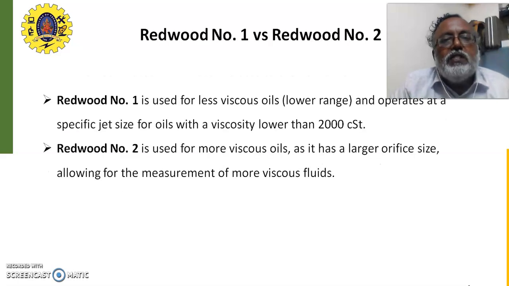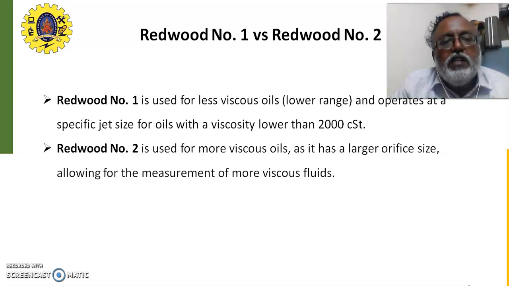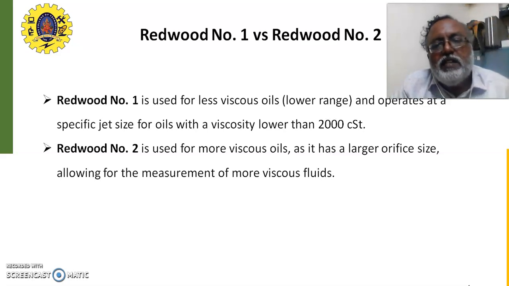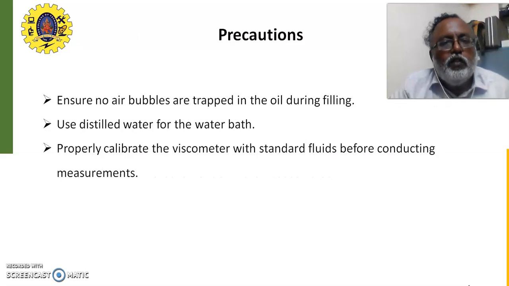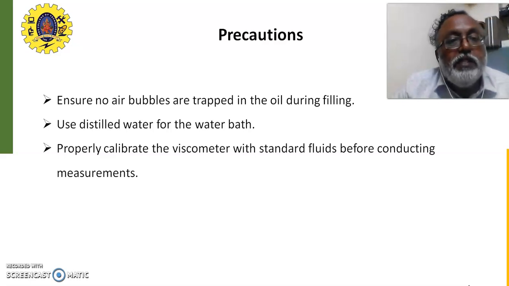Redwood number 1 versus number 2 viscometers. Number 1 viscometer is used for less viscous oils, that is the lower range, and operates at a specific orifice size for oils with a viscosity lower than 2000 centistokes. Redwood number 2 is used for more viscous oils as it has a larger orifice size, allowing for the measurement of more viscous fluids.